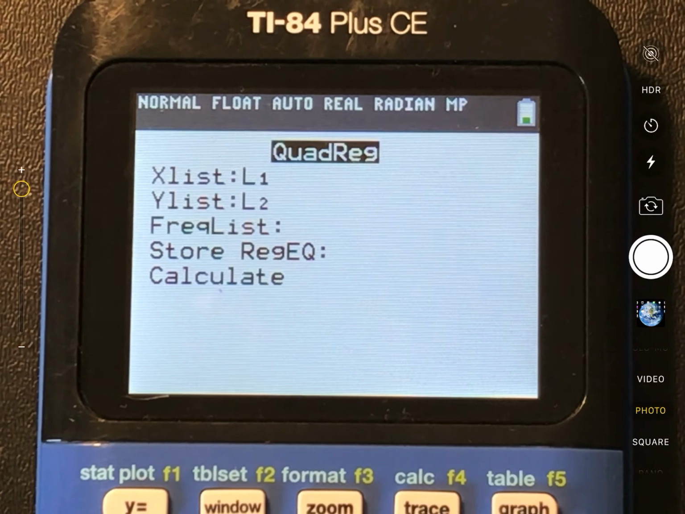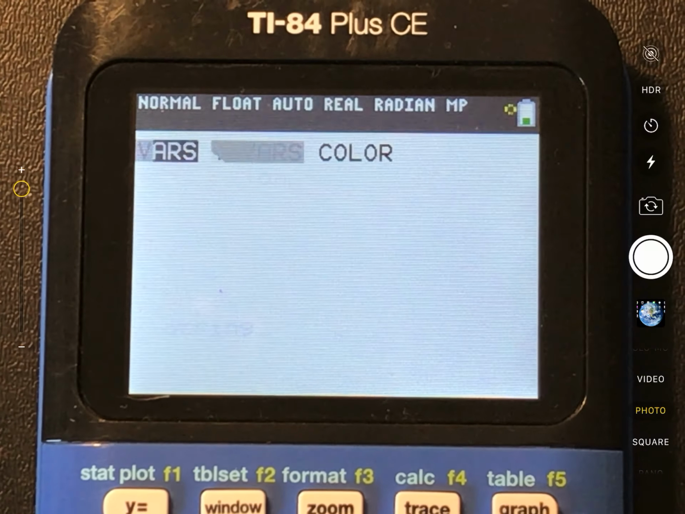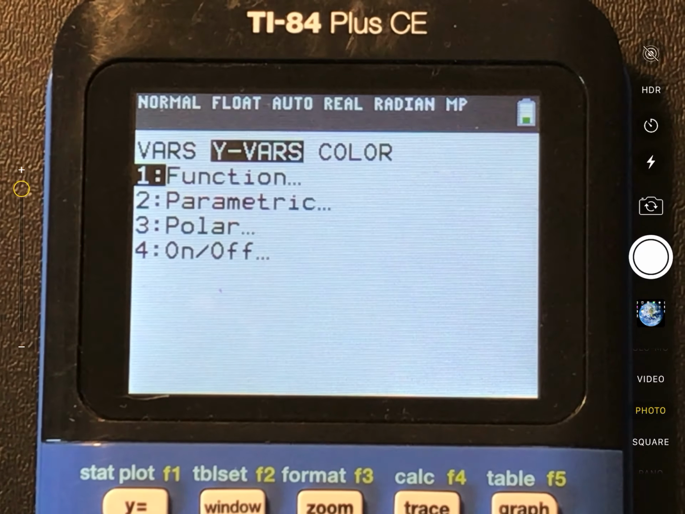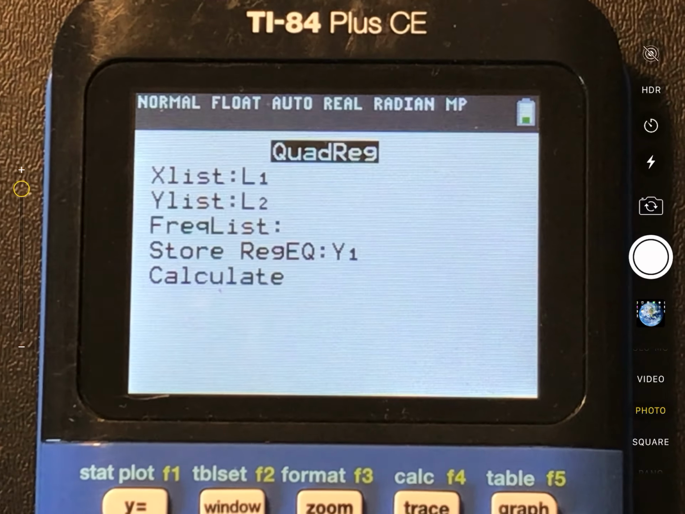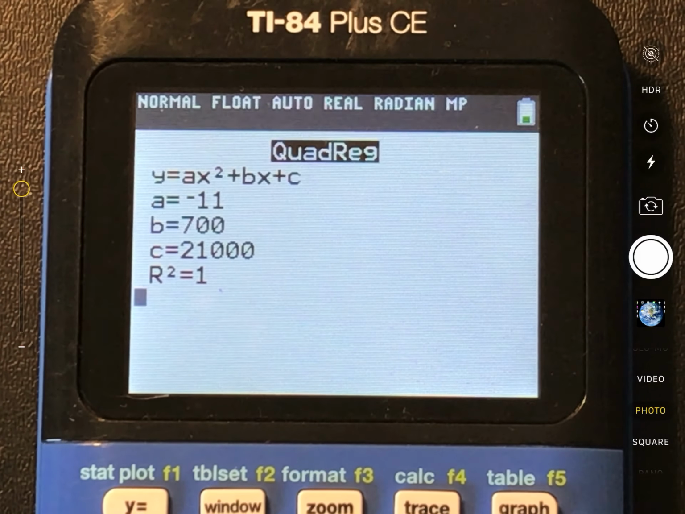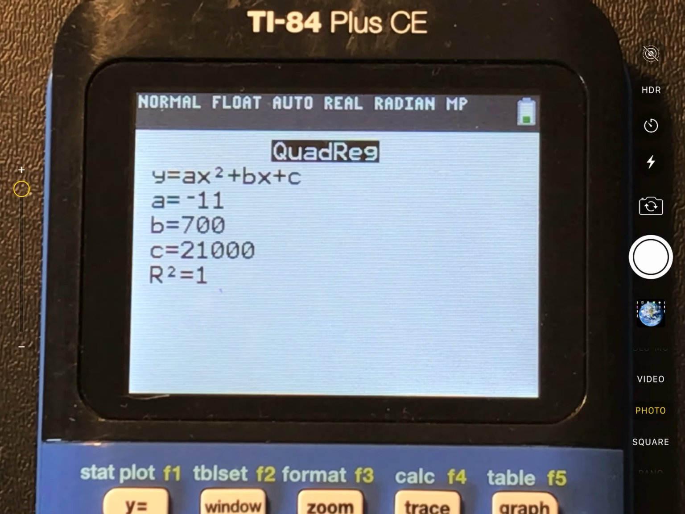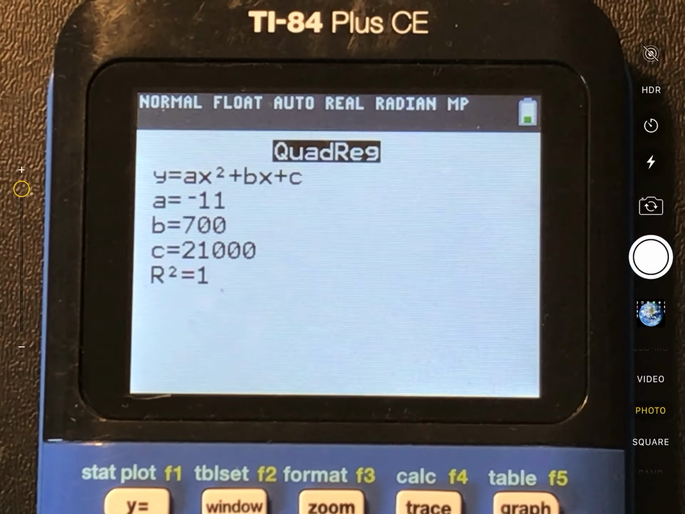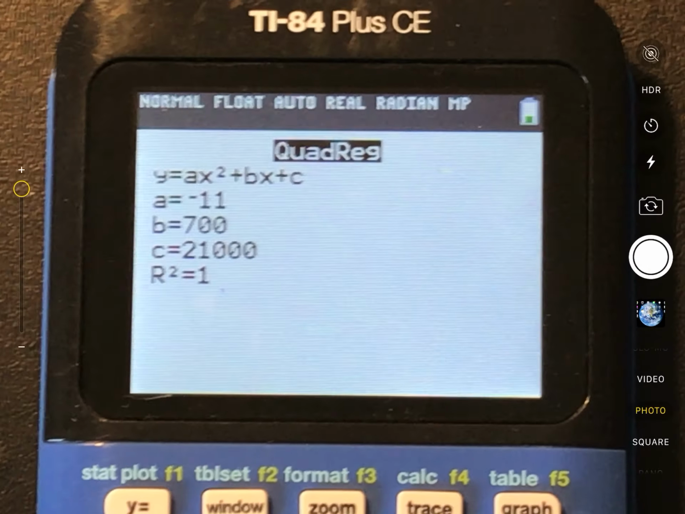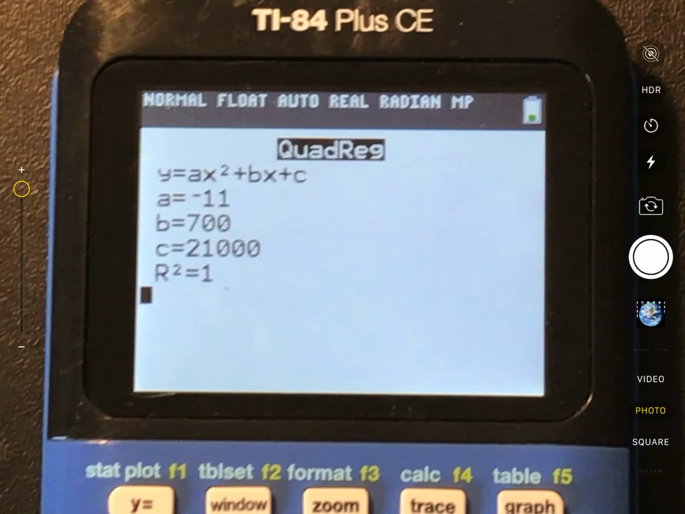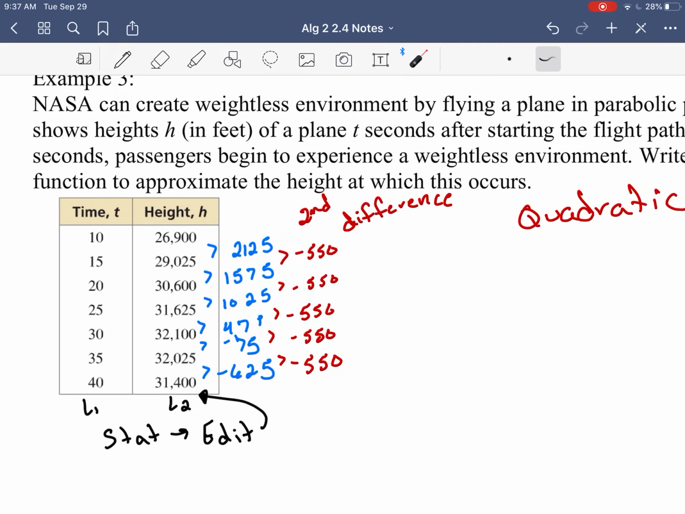List 1, list 2. And then I want to store this in my y equals. So again, we hit vars, over to y vars, function y1, and then calculate. So there's my equation: y equals negative 11x squared plus 700x plus 21,000. And if you notice there, my r squared value is 1, which tells me it fits perfectly.